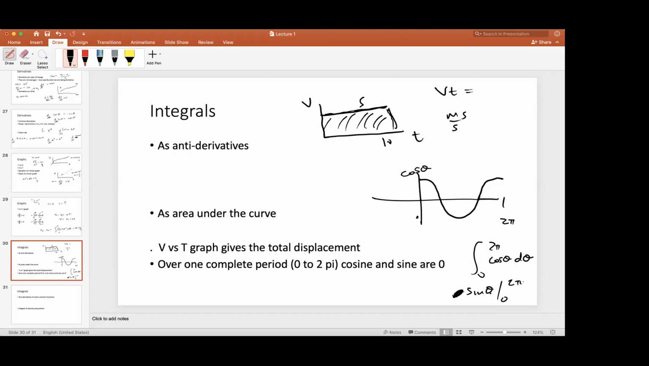Sine of 2 pi is 0, minus sine of 0, 0. This whole thing is 0, but the area under the curve is also 0 because this part is negative. So we get 0. Same thing with sine. A sine wave looks like this, equal amounts. So just understand what you're doing when you do an integral.